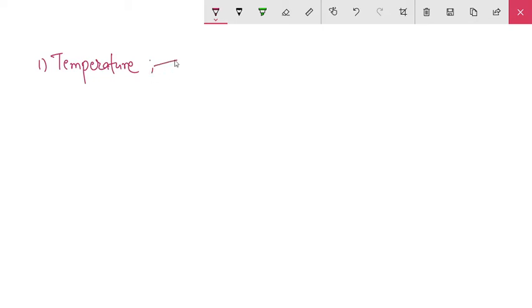We know that temperature has a direct effect on the rate of transpiration. When there is a high temperature, the rate of transpiration is more, and at low temperature the rate of transpiration is also low. As a result, an increase in temperature increases the rate of transpiration.